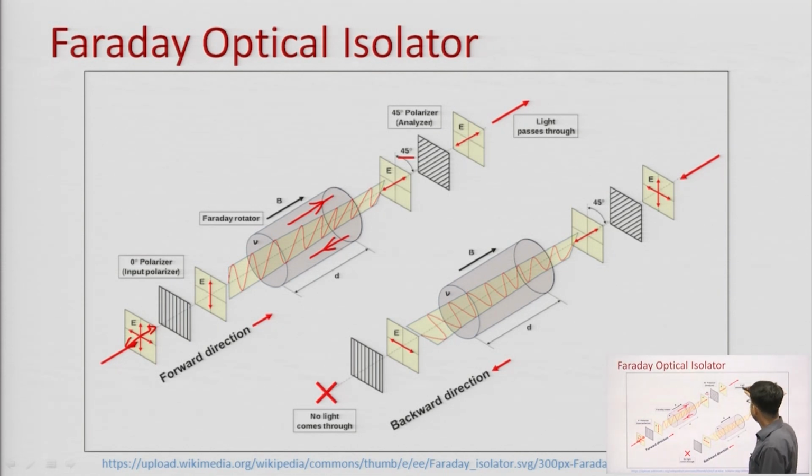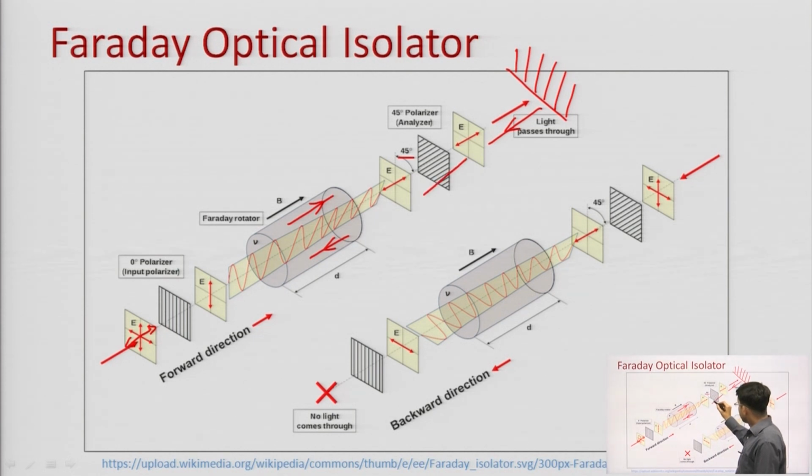Okay. So, what we can do? We can put a mirror over here. So, this is a mirror. So, what will happen? This light ray will be reflected and will come back in this direction.